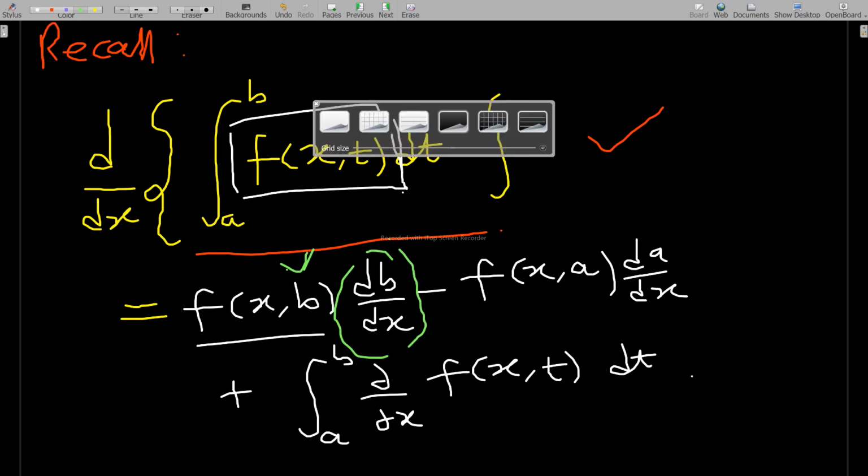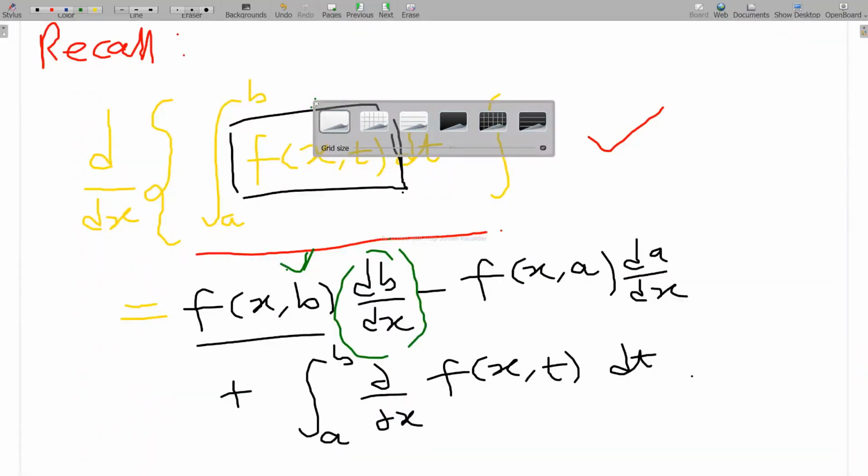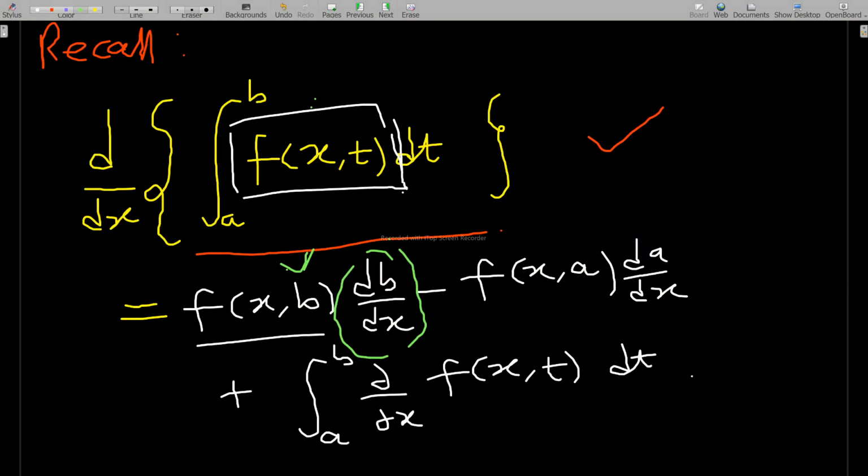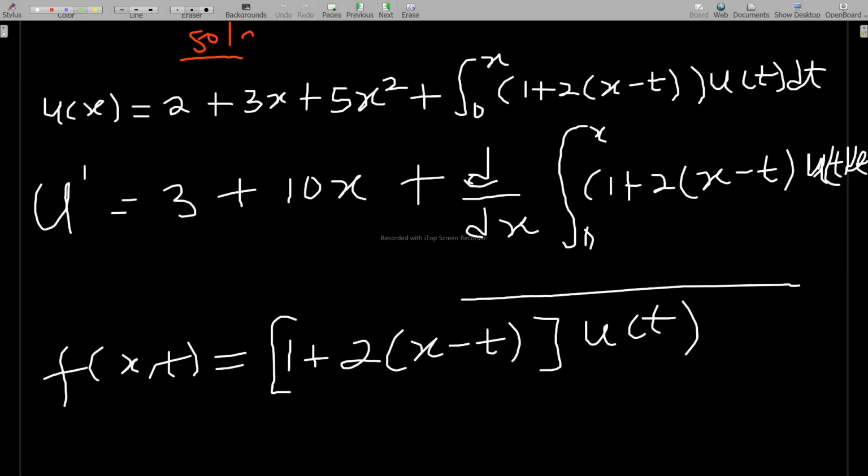I hope you get what I'm trying to say here. Let me use a blackboard for you. So what happens here is that our f of x, t is that, and when you evaluate it at b, where b is x this time, f of x, b will be what? Meaning that our t will tend to b, which will be x. So we just evaluate f of x.